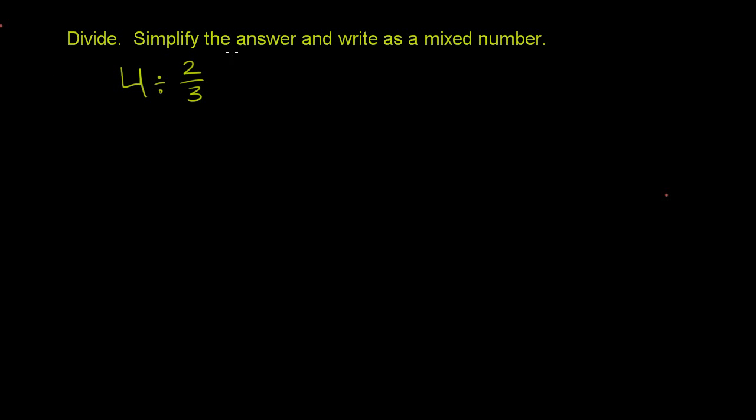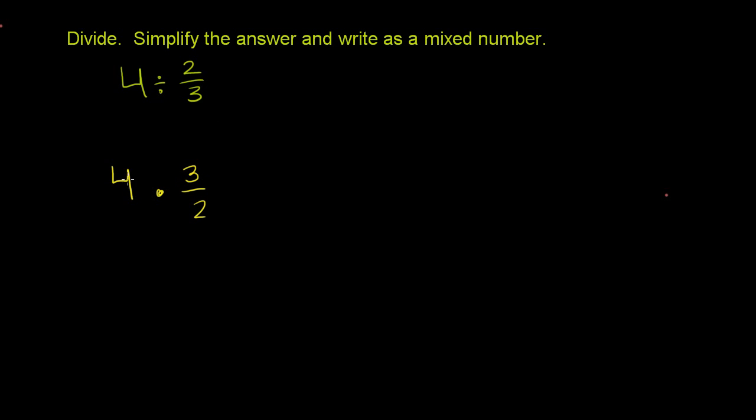Divide, simplify the answer, and write it as a mixed number. So we have 4 divided by 2/3. And we've seen when you divide by a fraction, it's the same thing as multiplying by its reciprocal. So this is going to be the same thing as 4 times the reciprocal of 2/3, which is 3/2. Just swapping the bottom and the top number, the denominator and the numerator.